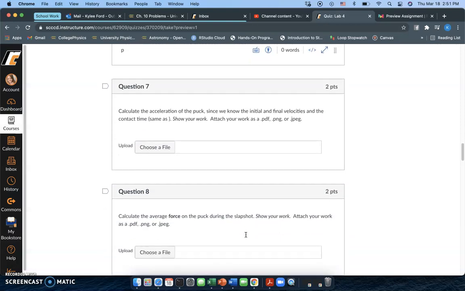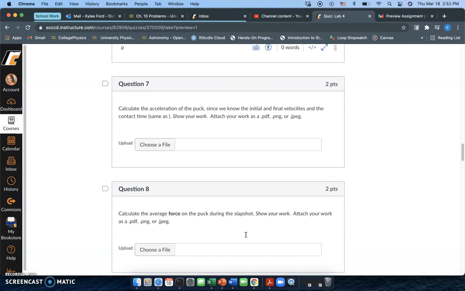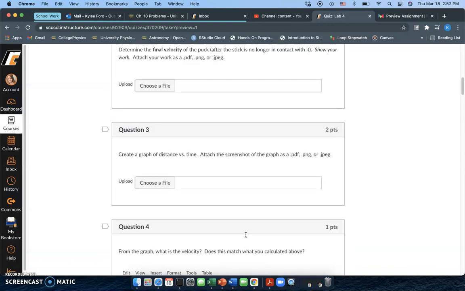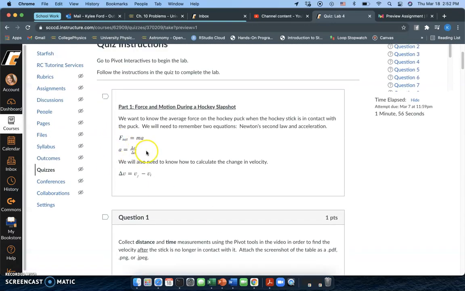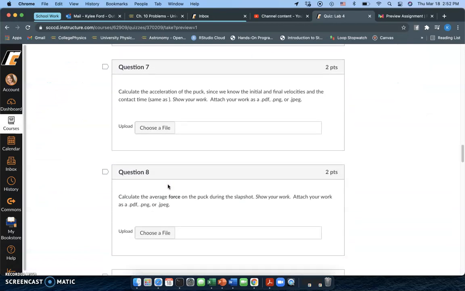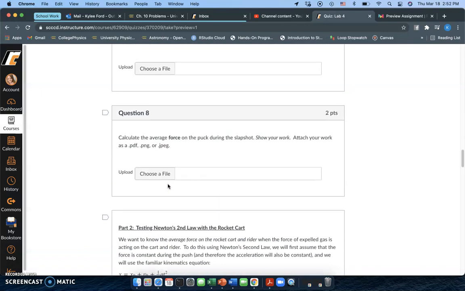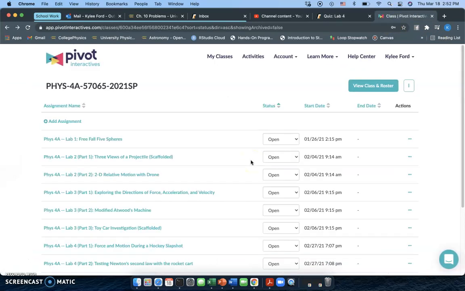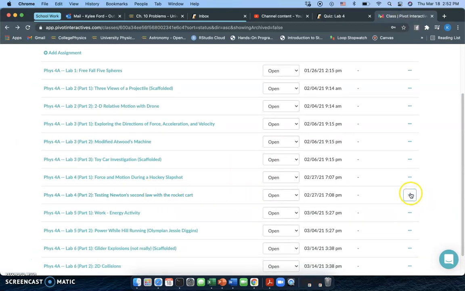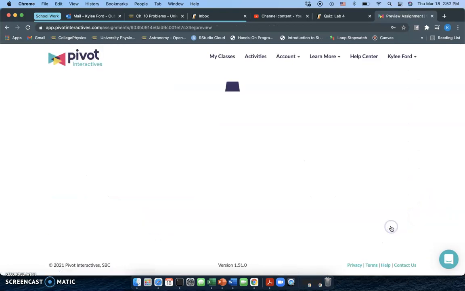Okay, so it shows you exactly how to do that above in this part here. Remember, acceleration is the difference in velocity over the difference in time. And so then from there we can calculate the average force on that puck. So that is the first part of the lab. It's pretty straightforward, just looking at Newton's second law.